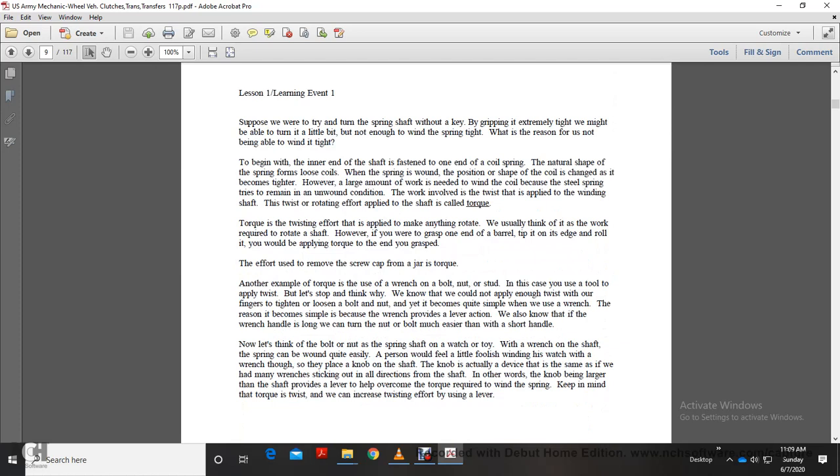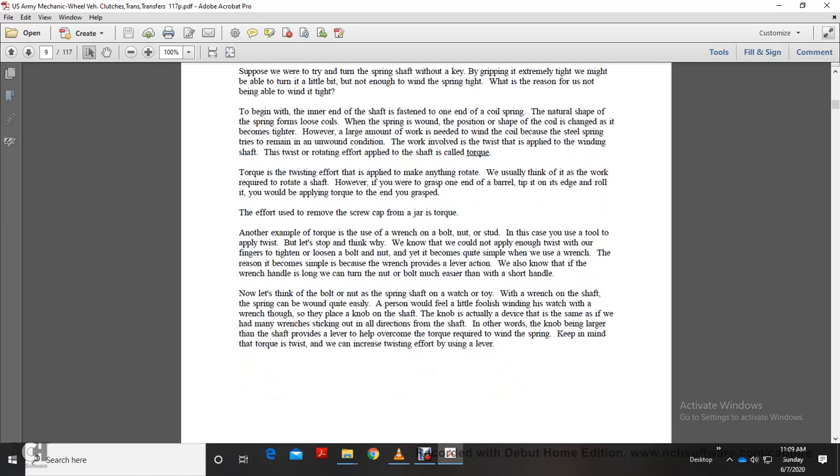Torque is the twisting effort that is applied to make anything rotate. We usually think of it as the work required to rotate a shaft. However, if you were to grasp one end of a barrel, tip it on the edge, and roll it, you would be applying torque to the end you grasp. The effort used to remove the screw cap of a jar is torque. Another example of torque is a wrench on a bolt, nut, or stud. In this case, you still apply that twist.